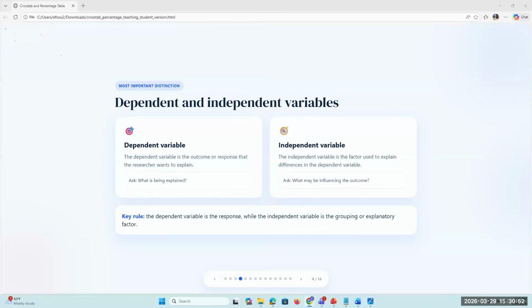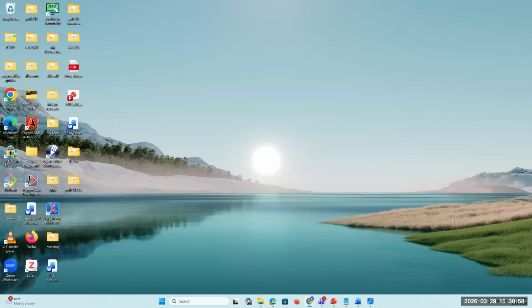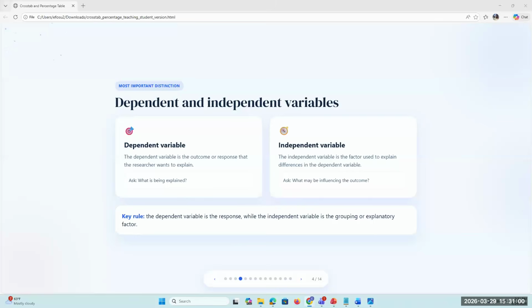And then what you're looking at is that you're asking yourself, what is influencing this particular outcome? What is influencing this particular outcome is very important to you. So the key rule over here is that the dependent variable is the response, while the independent variable is the grouping or explanatory factor.